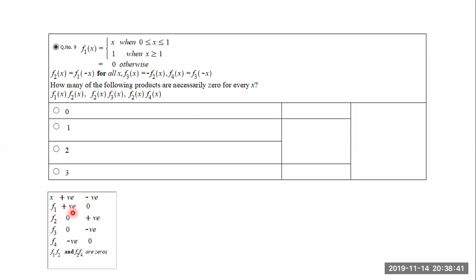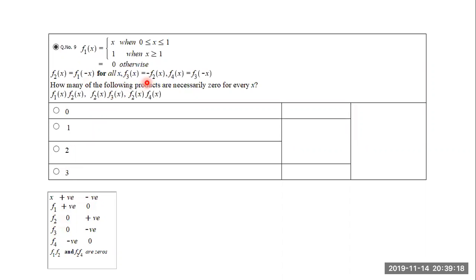When x is positive, f2(x) is f1(-x), which is 0, because we know f1 of negative is 0. And when x is negative, f2 is f1 of positive, which is positive. Therefore, I am putting it positive here. Understand? I am repeating: f2 is nothing but f1 of minus x. Therefore, I am just interchanging this. Positive and 0 becomes 0 and positive here. Understood? And f3 is what?